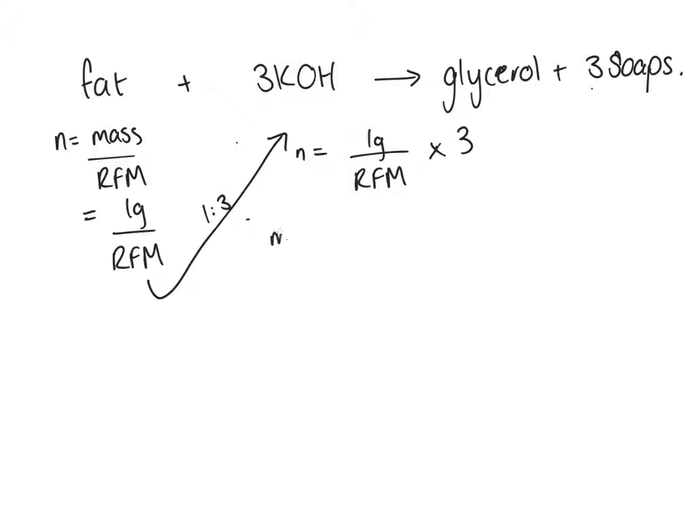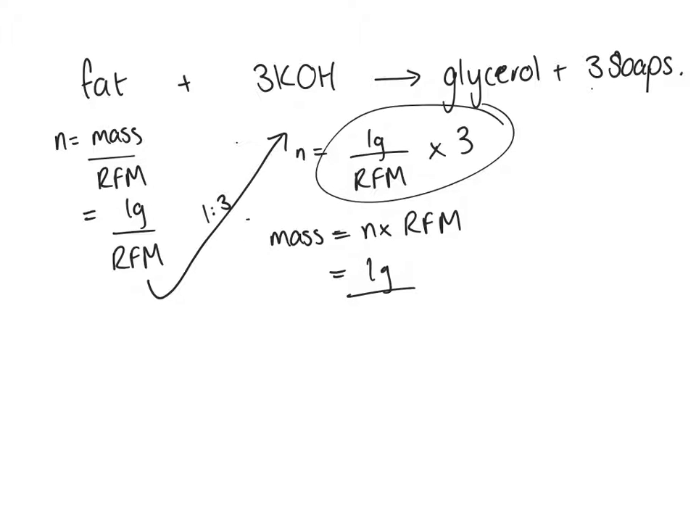Okay, so then the final calculation will be to convert that into the mass of potassium hydroxide. What's the formula for working out mass? N times RFM. So my number of moles is this. So it's 1 gram of my fat divided by the RFM of the fat, times by 3, times by the RFM of potassium hydroxide, which is 56.